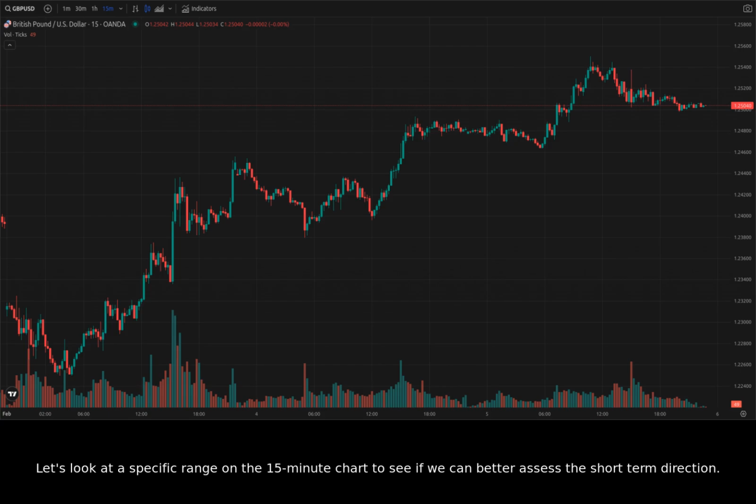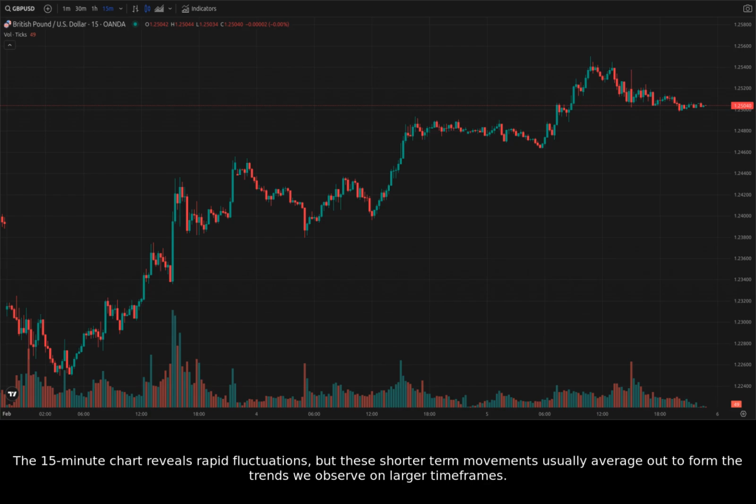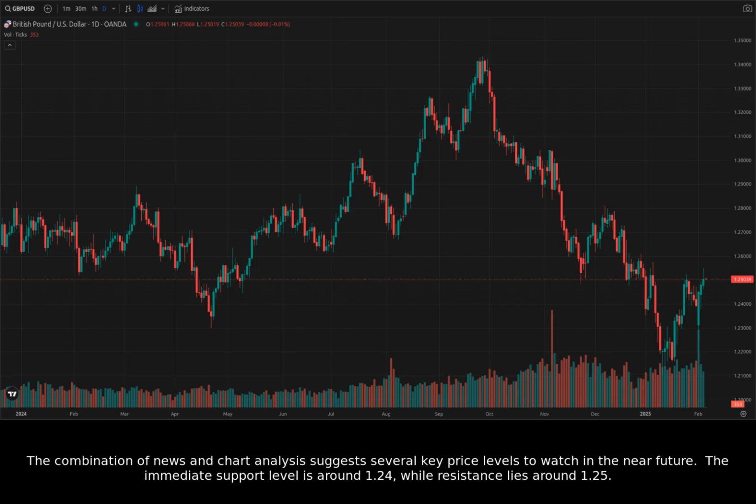Let's look at a specific range on the 15-minute chart to see if we can better assess the short-term direction. The 15-minute chart reveals rapid fluctuations, but these shorter-term movements usually average out to form the trends we observe on larger timeframes. The combination of news and chart analysis suggests several key price levels to watch in the near future.